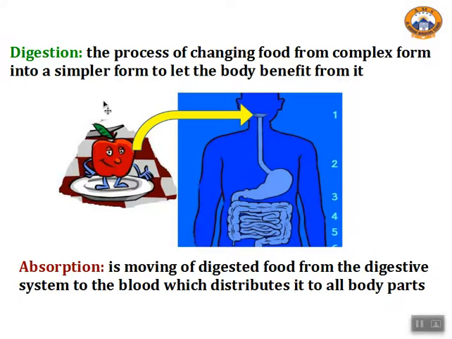Okay, this happens inside the digestive system. Why? To help the body to benefit from the food and get the energy it needs. What about the absorption process? We said after the digestion process comes the absorption. After the food is completely digested, it has to transfer or move from the digestive system and go outside the digestive system to all the body parts. The blood absorbs or takes the digested food and sends it to all the body parts to get the benefit.